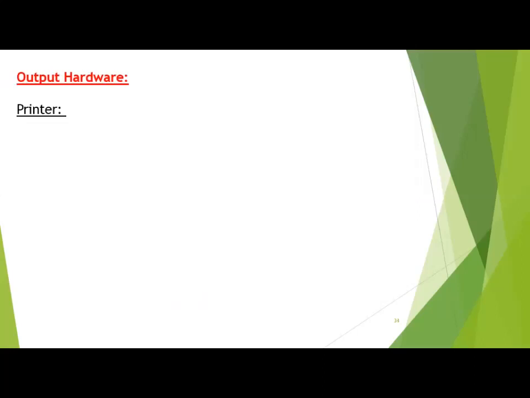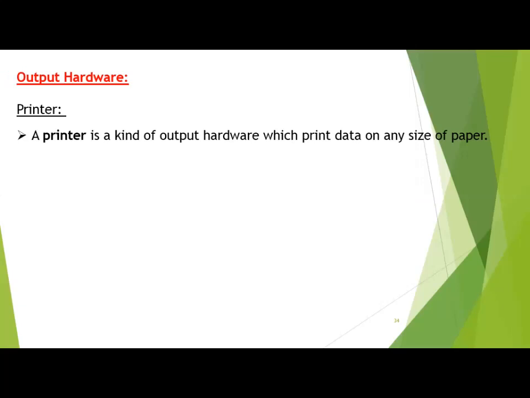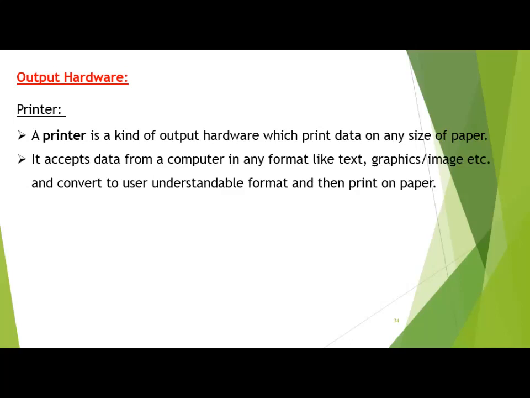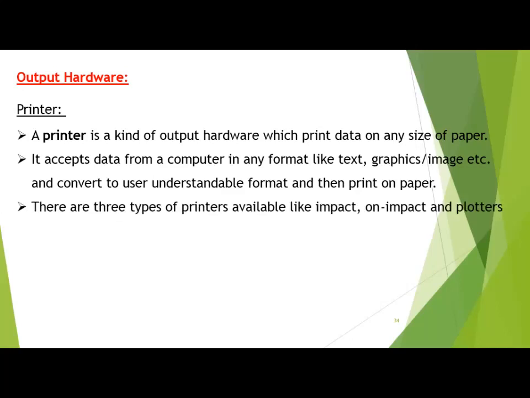Output hardware: printers. A printer is a kind of output hardware which prints data on any size of paper. If you want printed data, you need to have a printer. Whatever we have produced in our computer using MS Word, Excel, PowerPoint, or any other software, if you want a hard copy output, you need a printer. It accepts data from a computer in any format like text, graphics, images, etc., converts it to a user understandable format, and then prints it on paper. So hard copy output is printed by printers. There are three types of printer available: impact, non-impact, and plotters.